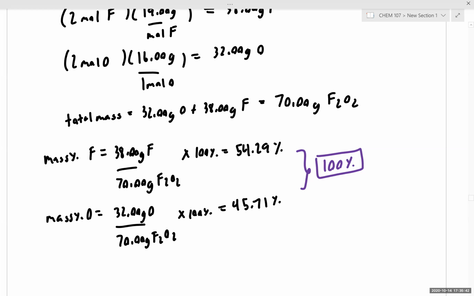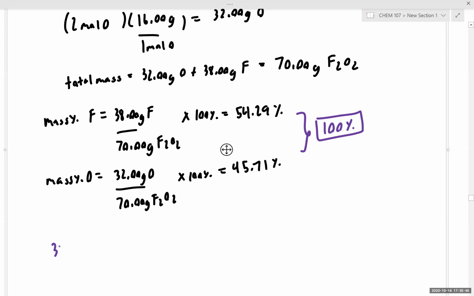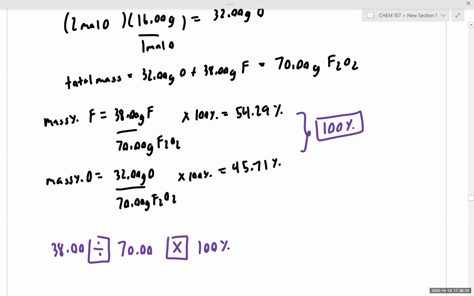So to show how we'd calculate this 54.29, you'd first enter 38.00 in your calculator, then you'd hit the division symbol and enter 70.00. Then you'd hit the multiplication symbol, type in 100, and then hit the equal sign. When you enter it that way into your calculator, do you reach the same result that I have? Perfect. And if you need any other help entering any of these calculations into your calculator, just let me know and I'd be happy to show you.